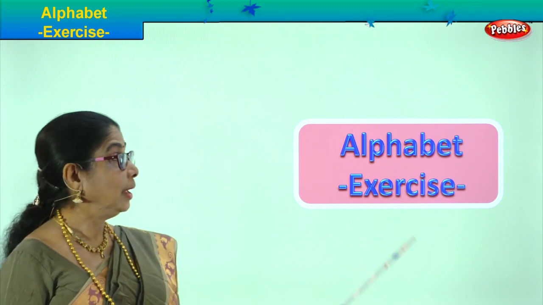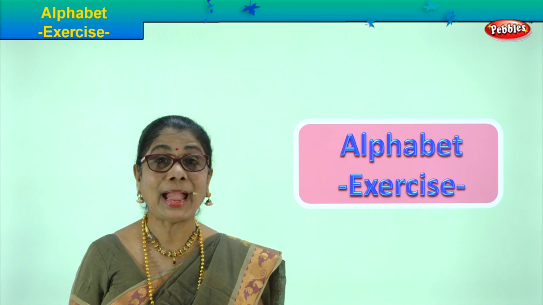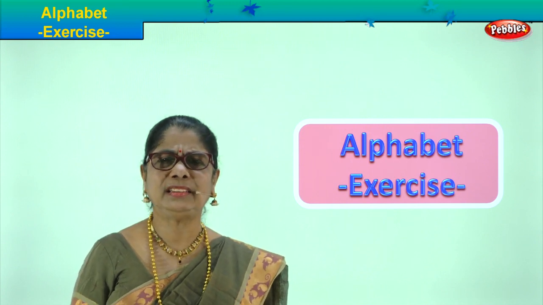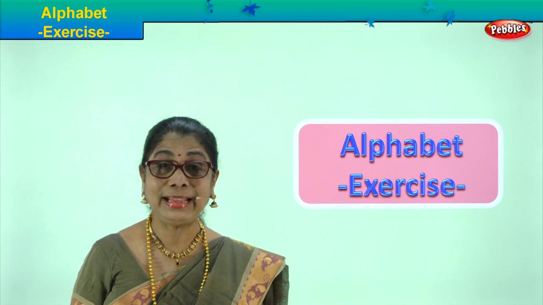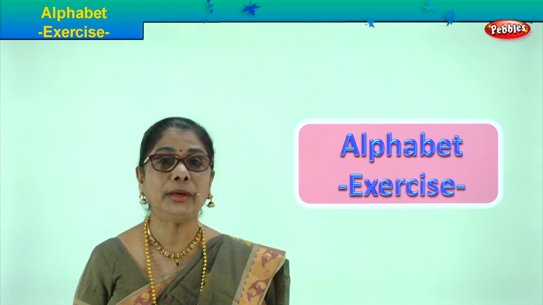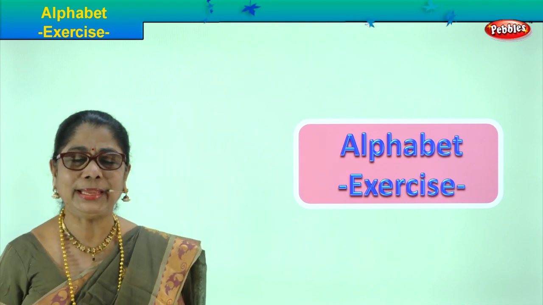Hi children, we learned the English alphabet. How many? 26 letters we learned, big and small. Yes, now we must know the order. So let us do an exercise to enjoy the exercise.